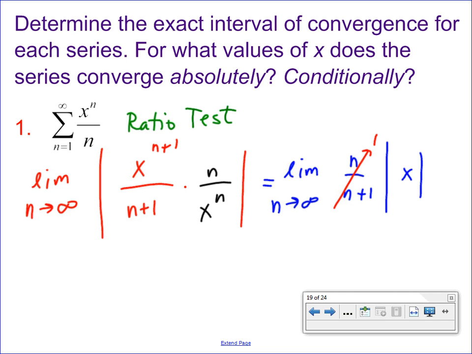All right, which means that I need absolute value of x to be less than 1, right? Which means my radius of convergence is 1. My interval on which the function converges, right, would be negative 1 to 1, but I have to test my endpoints.